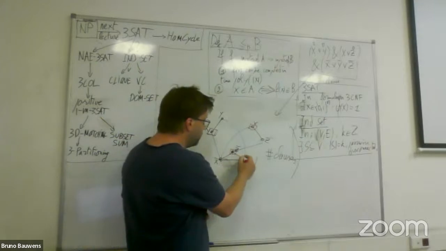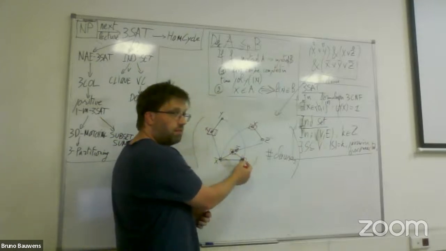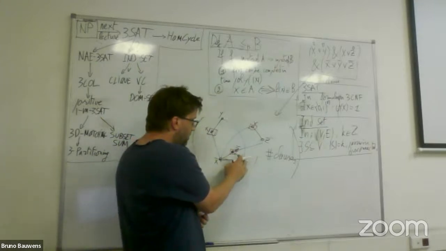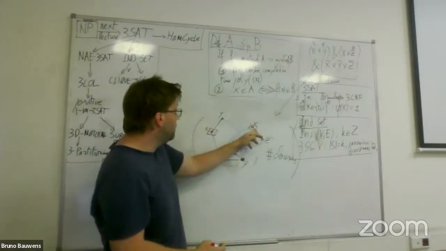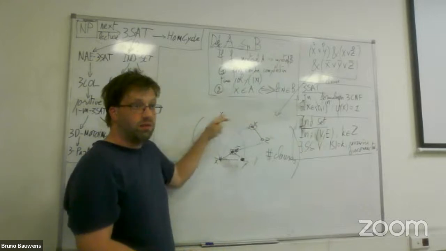We cannot have two red things here in the same clique because then they're connected. So this will not happen. It means from every clique we select exactly one literal.